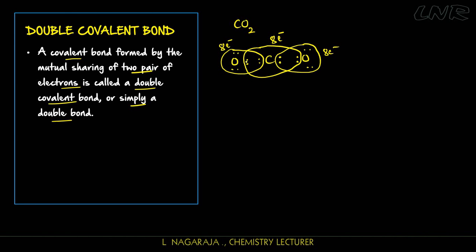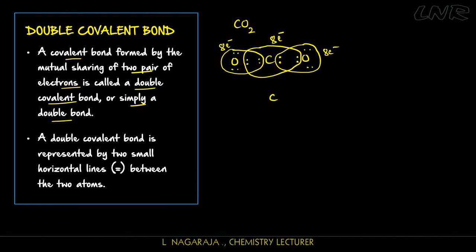So the bond between the carbon and oxygen is called a double bond. These double bonds are represented by two small horizontal lines. These two small horizontal lines indicate the presence of two pairs of electrons between the atoms, right? If two pairs of electrons are present between two atoms, that is called a double bond. Double bonds are generally formed by the mutual sharing of two pairs of electrons.